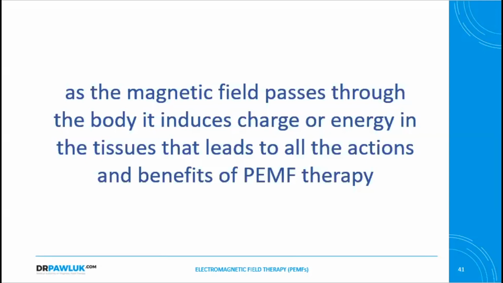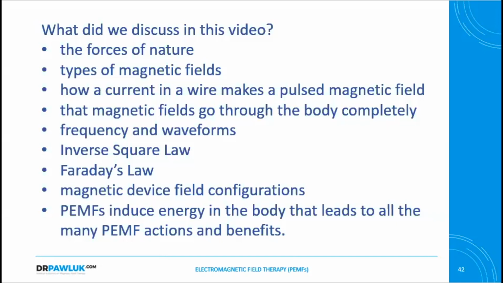So what did we discuss in this video? Number one, the forces of nature, and that's electromagnetism. Electromagnetism is one of the strongest forces in the universe, and it basically goes through the entire breadth and width of the universe. All matter has electromagnetism in it, all matter. There's always the interaction of the electrical charges in the tissues, which is the ions and the minerals and the molecules of the body, and they interact with each other through electromagnetism.